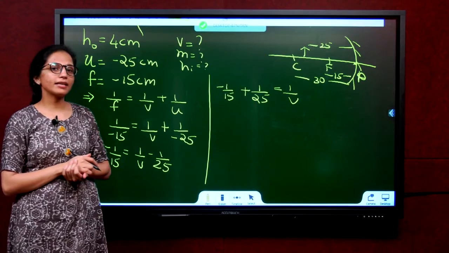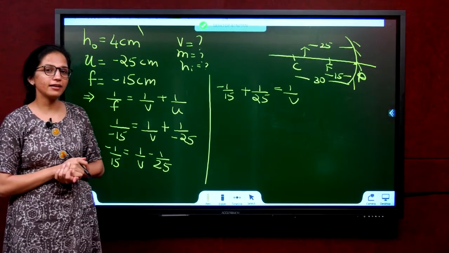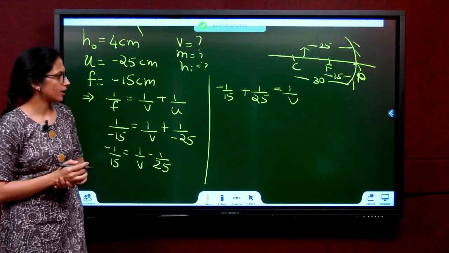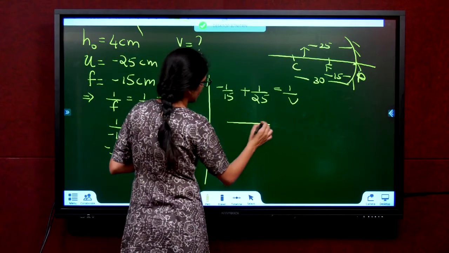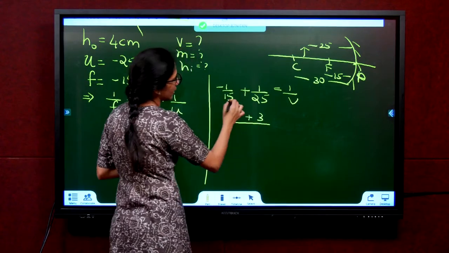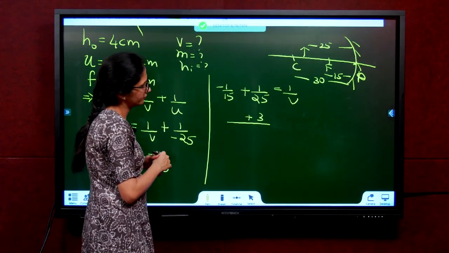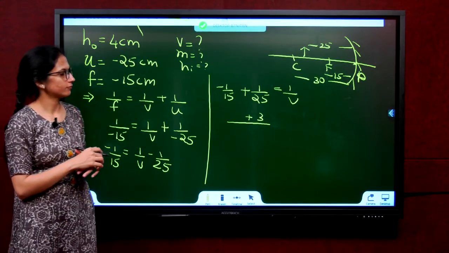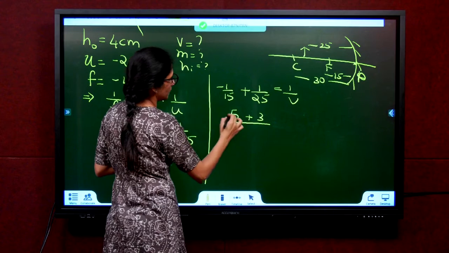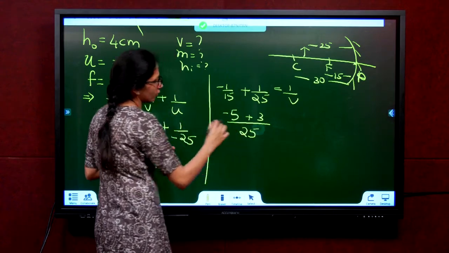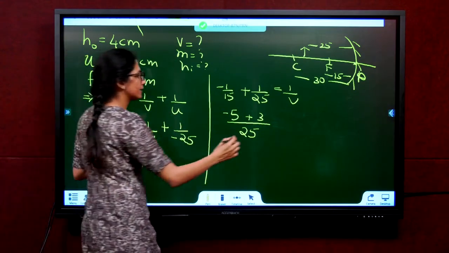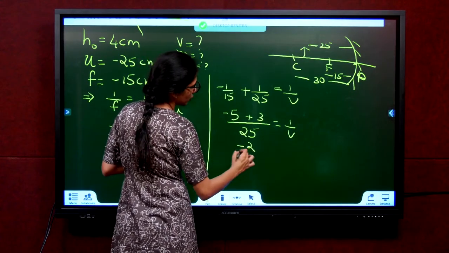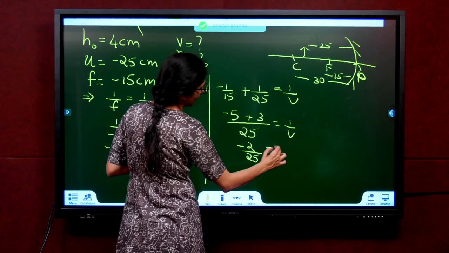So now you have to take the LCM of 15 and 25. What is the LCM of 15 and 25? 75, you can check it out. So multiply and divide with 3. Here what will it be? 15 5s are 75. So minus 5. I hope the LCM is not an issue. It's equal to 1 by V. Minus 5 plus 3 is minus 2. Minus 2 by 25 is equal to 1 by V.